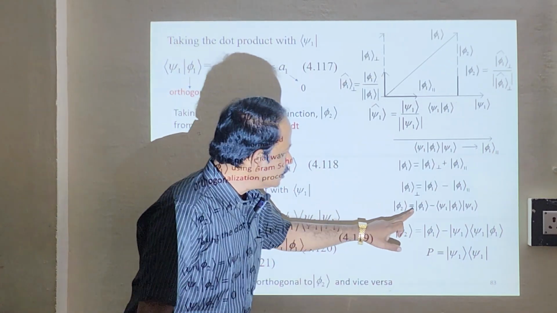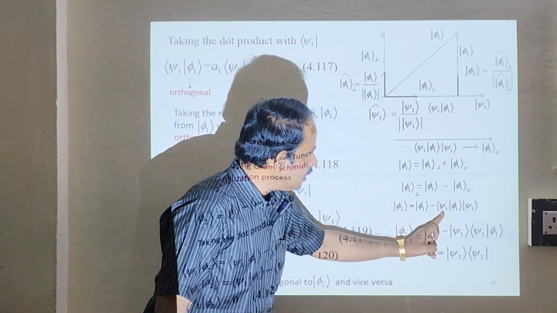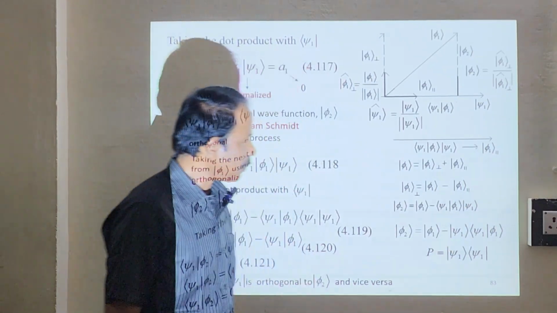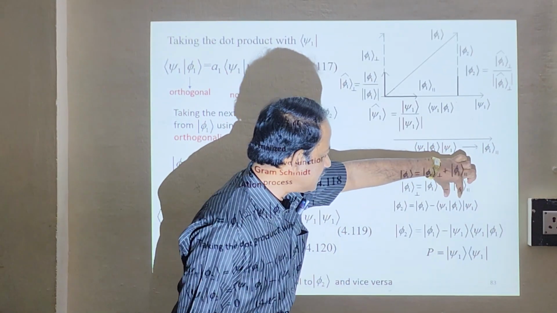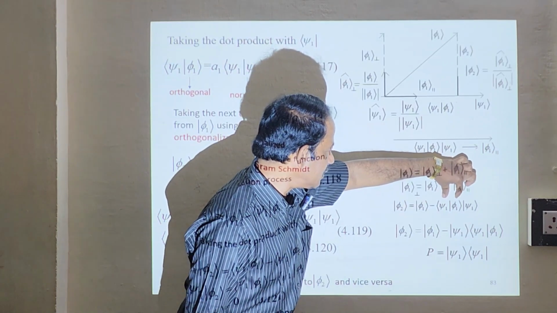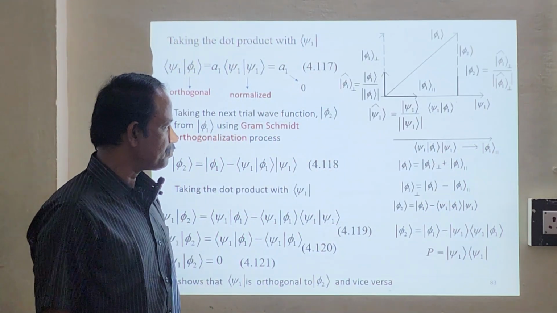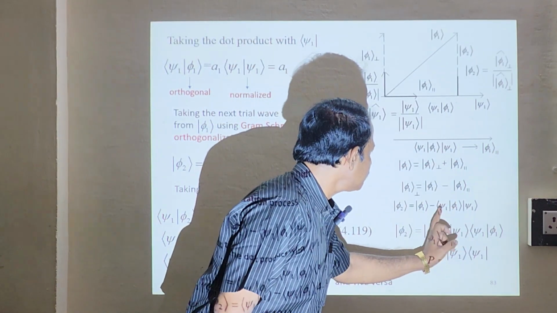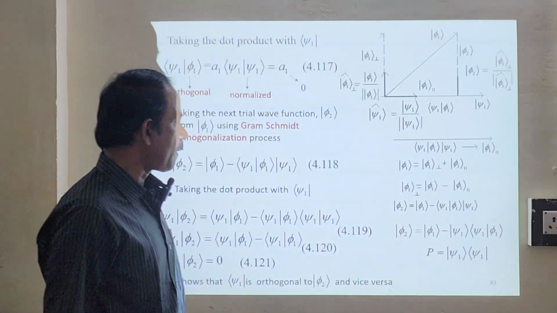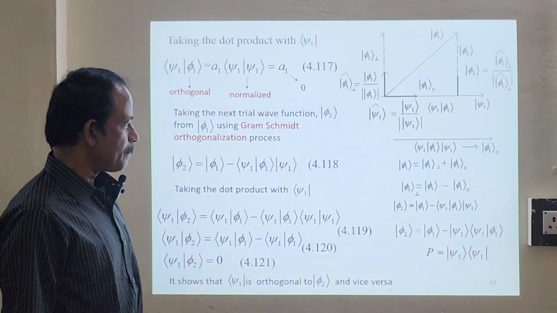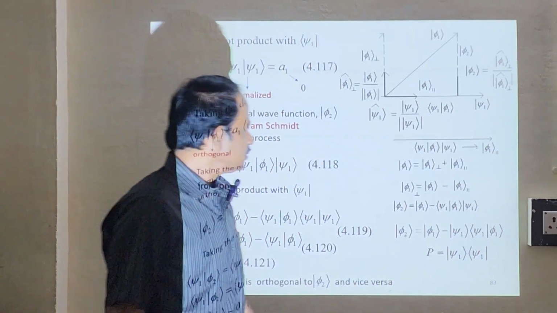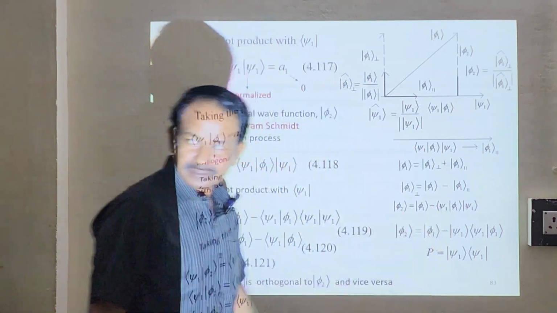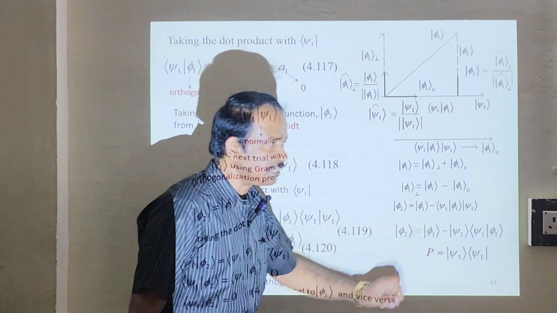So phi 1, let it be like this, and psi 1 phi 1 with psi 1. Okay, and this is your phi 1 psi 1. Okay, psi 1 phi 1 with psi 1. So this is your number. It's a scalar quantity. Psi 1 with phi 1 is a number.